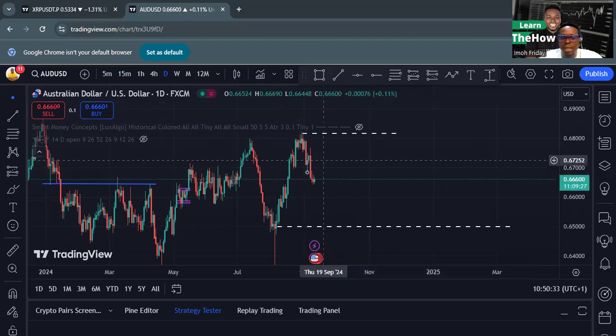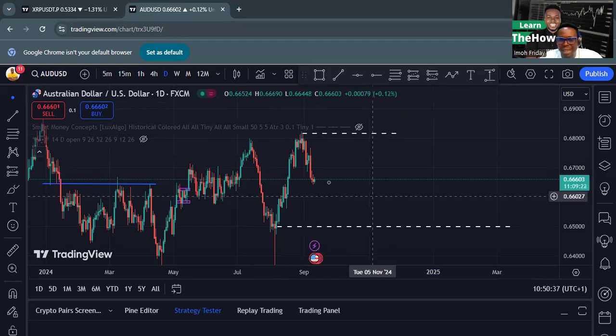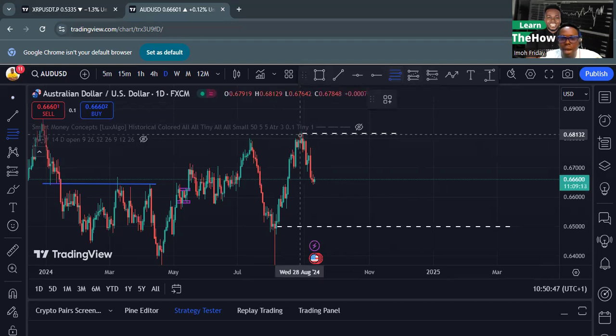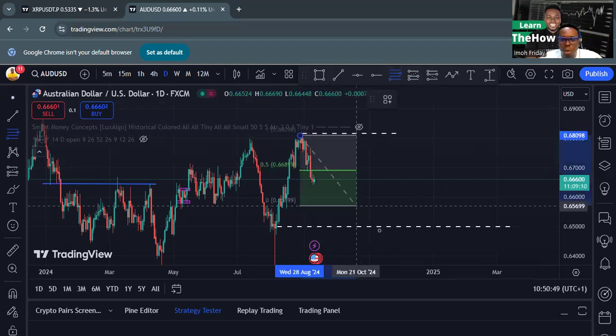You want to enter on time, but if you cannot enter on time, let's say you are seeing it at this very point, you need to check your retracement. The market will do what they call a 50% Fibonacci retracement. So let's look at it. This is the high of the market, and this is the low.